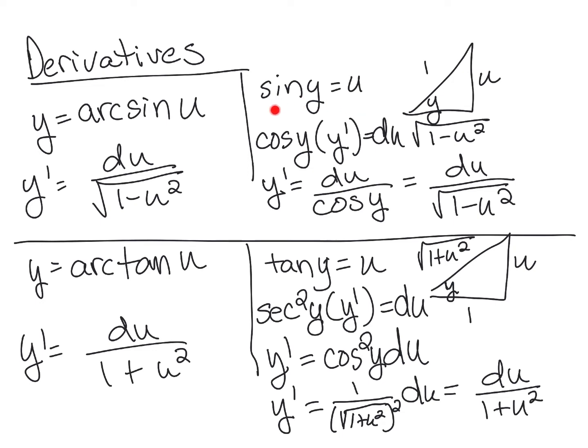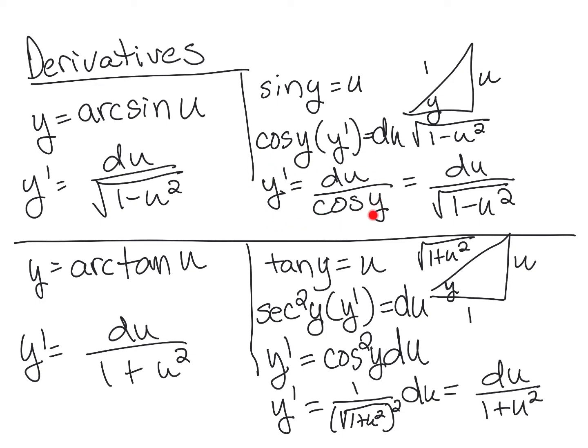Take the derivative of both sides of this equation. Derivative of sine is cosine. Don't forget the chain rule. And oh, by the way, y prime is what we're solving for, right? Derivative of u is du. Isolate this guy by dividing by the cosine. Here's my first little bit.